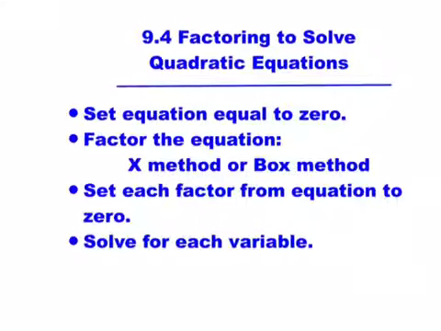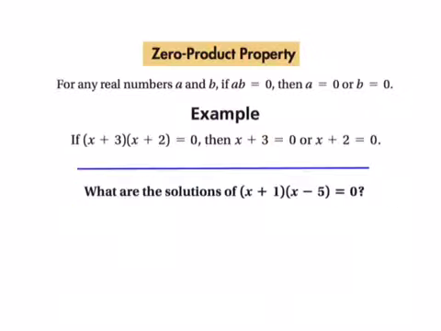Then what we do is we set each factor from our equation equal to 0, and we solve each of those factors for the variable. Where that comes from is the zero product property, which says for any real numbers a and b, if a times b equals 0, then either the a or the b, or maybe even both terms, equals 0. So when we factor these quadratic equations, what happens is we end up with two sets of parentheses.